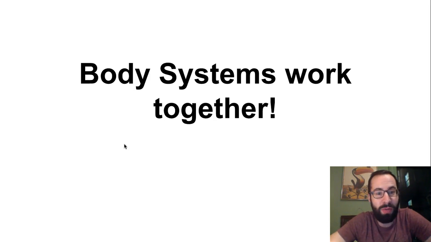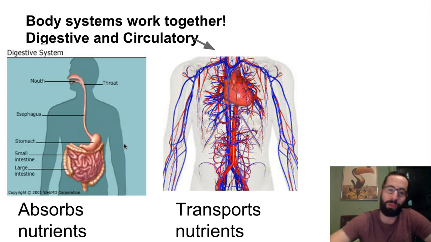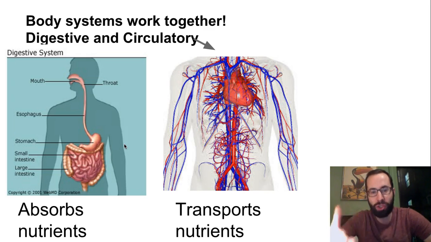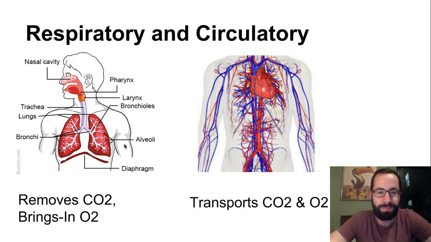Now also you need to know that your body systems work together. They don't operate in isolation. They work in tandem. Here's a couple of common examples that you should be familiar with. Your digestive system and your circulatory system work together. The digestive system ingests your food, digests that food into nutrients, and those nutrients are then absorbed into your bloodstream through the small intestine and then transported by your circulatory system. So the digestive and circulatory system work together.